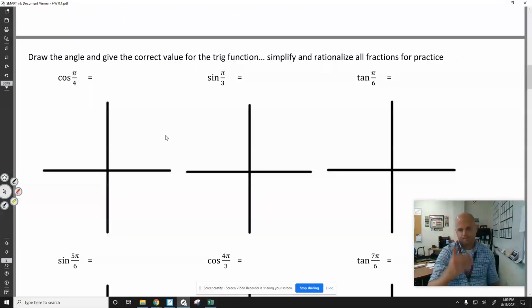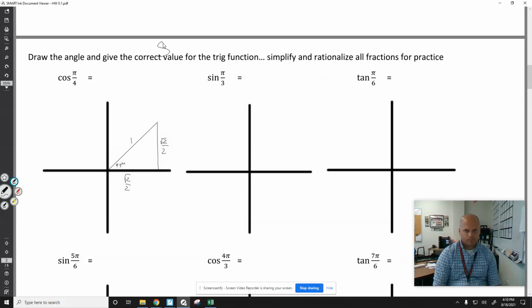All right, now find location, draw the triangle, simplify and rationalize all fractions for practice. Go. I don't have you draw the triangle, but I'm going to do it. Okay? Cosine of pi over 4. So pi over 4, 45 degree angle. This is a unit circle, so that means this radius is 1. When the radius is 1, the side lengths are root 2 over 2 and root 2 over 2. So 45, 45, 90. You can use the Pythagorean theorem to prove that.